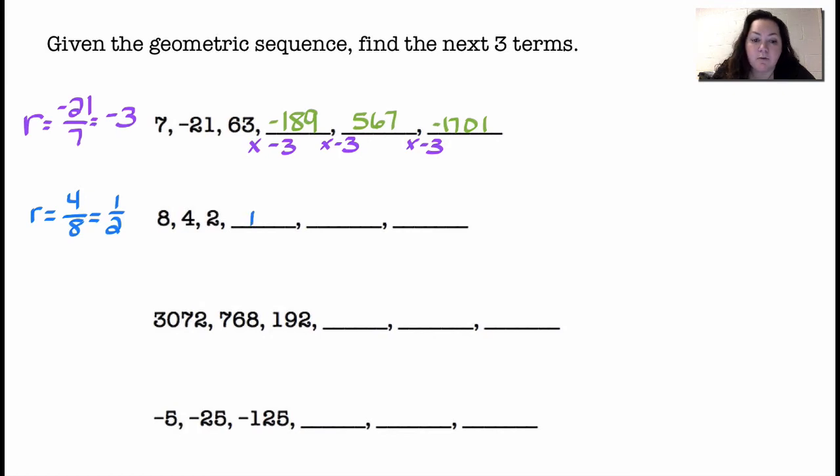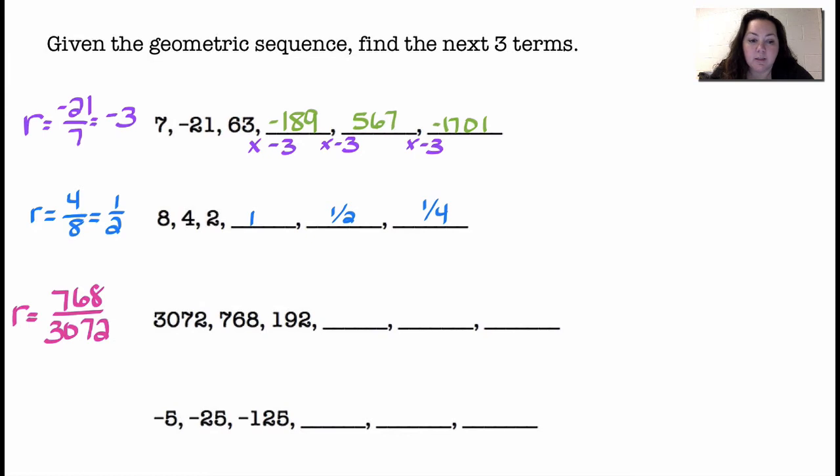So 2 times 0.5 is 1. 1 divided by 2 is 1/2. 1/2 divided by 2 is 1/4. Okay, and this is where you might want to know which fractions match with which decimals. There are some basic common fractions that you should know.